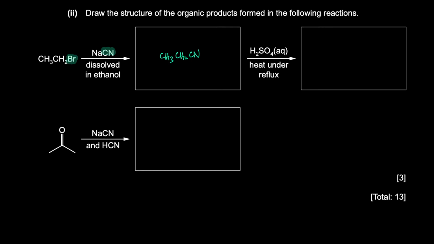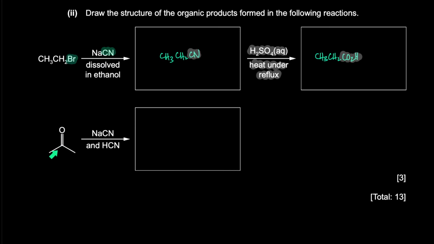Now, when the nitrile reacts with acid, what do we form then? What happens to the nitrile when it reacts with acid? Dilute H2SO4 under heat under reflux. This is hydrolysis of nitriles, right? So we end up producing a carboxylic acid. This is acidic hydrolysis.